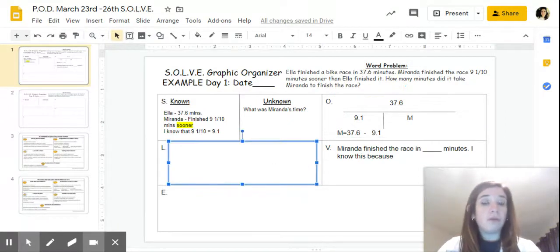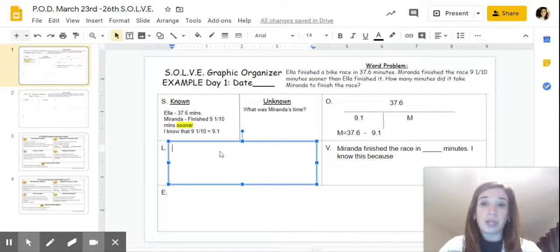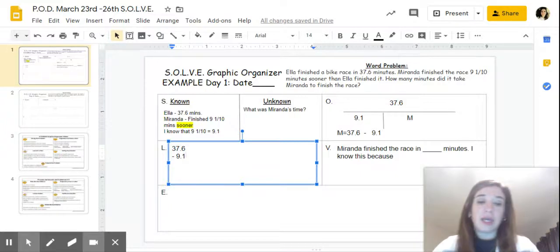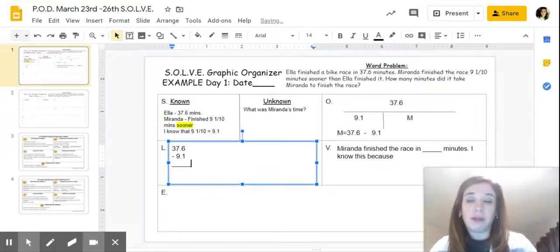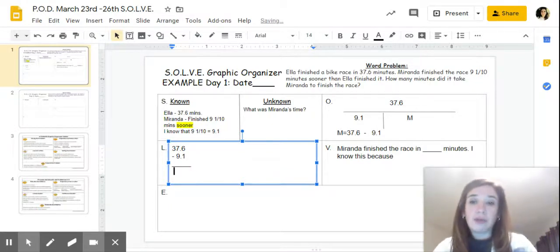So now for my L, what I want you all to do is solve it on paper before you start writing it on here. But I would go ahead and know that I'm subtracting. So in here, I can start by saying 37 and 6 minus 9 and 1. Okay. And then I can hit enter and put my little line down there. And then I would go ahead and subtract. So 6 minus 1, I know 6 minus 1 gives me 5. And then I bring my decimal down.